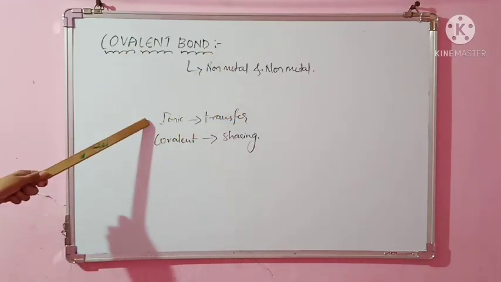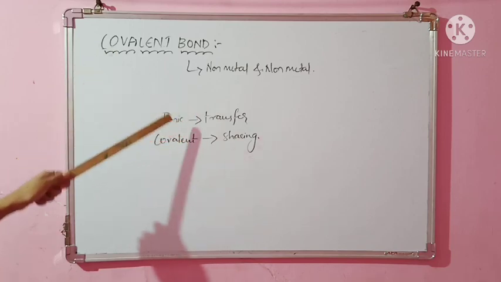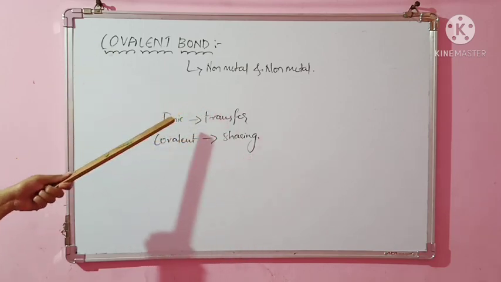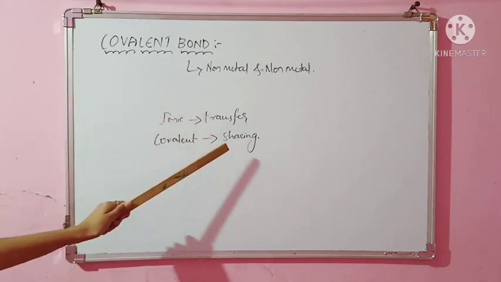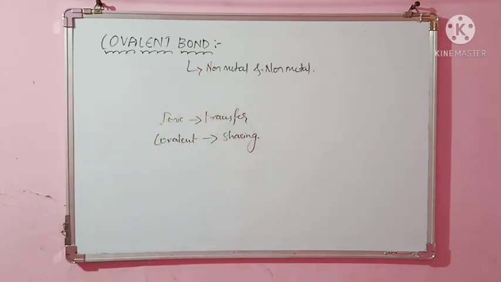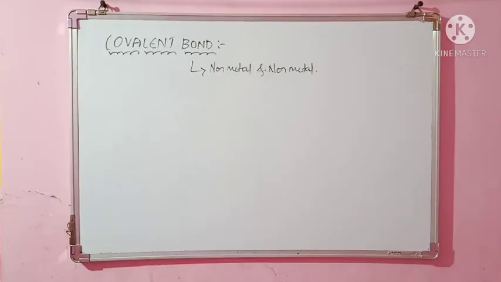Whereas in ionic, one metal and one non-metal will be there, and there will be a transfer of electrons. You can see the video for ionic bonding. Here in covalent bonding, there will be sharing of electrons between two non-metals. There is no transfer of electrons, only sharing of electrons. So let us study with examples.